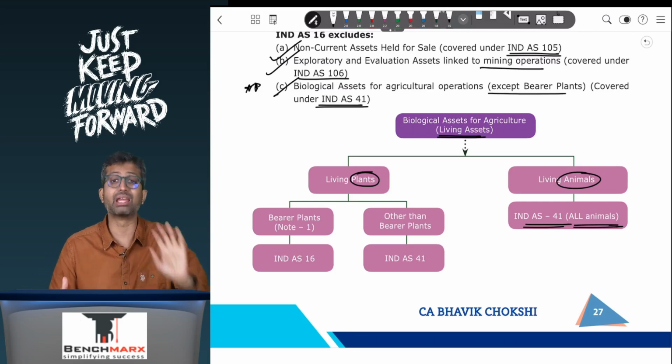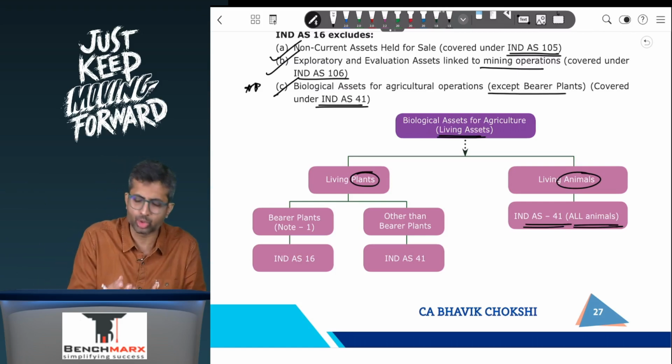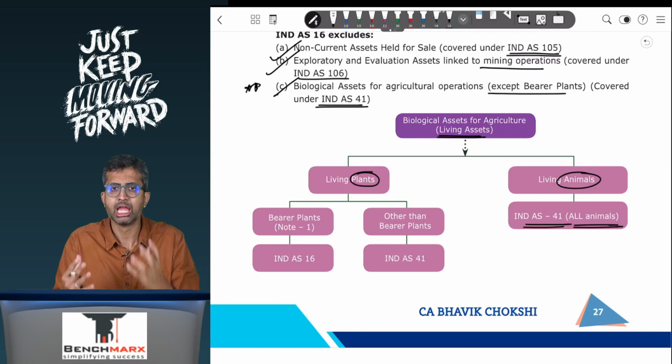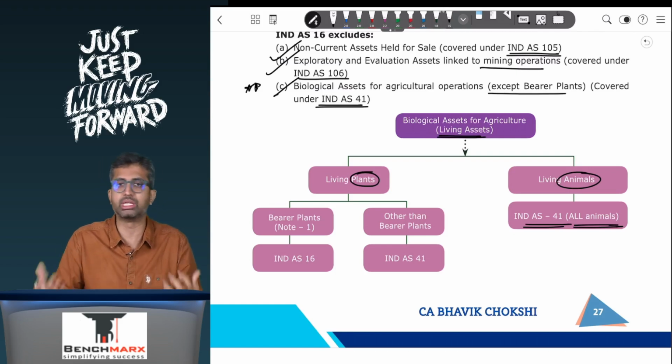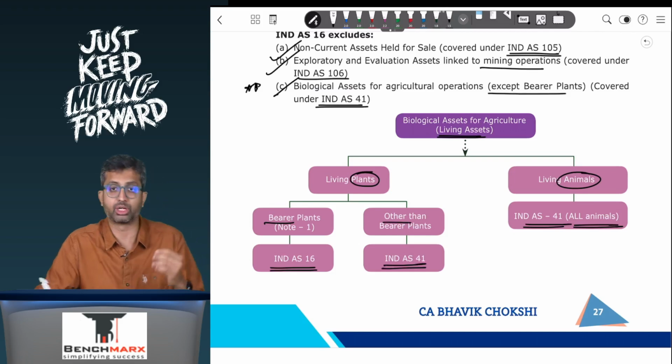As per Ind AS, there is something called a bearer plant. A bearer plant is a plant that bears produce, like a mango tree bears mangoes, a coconut tree bears coconuts, and is not produce itself, unlike a bamboo tree, which is a produce itself. So, if it is a bearer plant, it will be covered under Ind AS 16. If it is other than a bearer plant, then it will go under Ind AS 41.